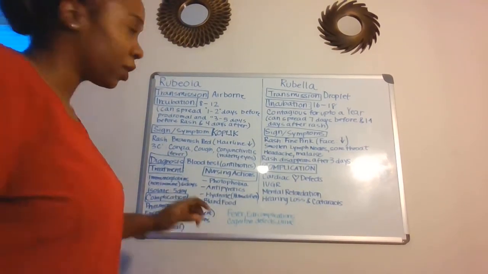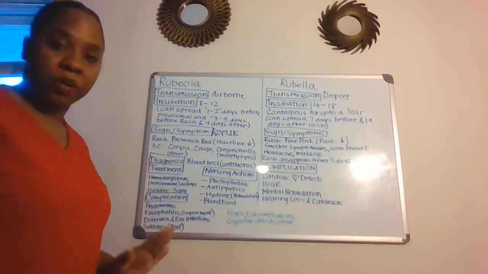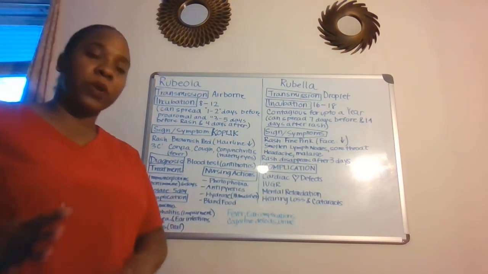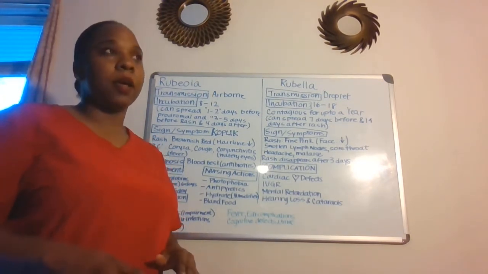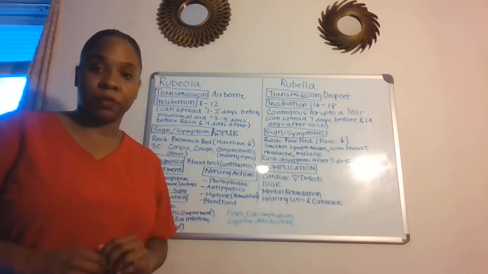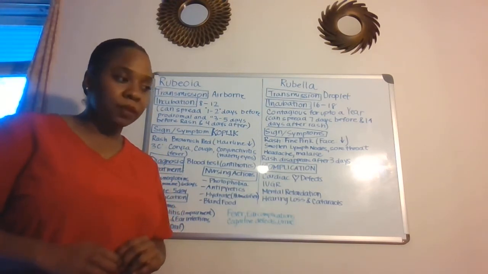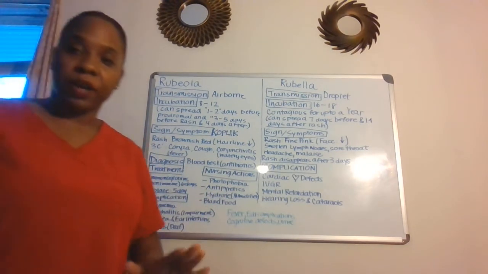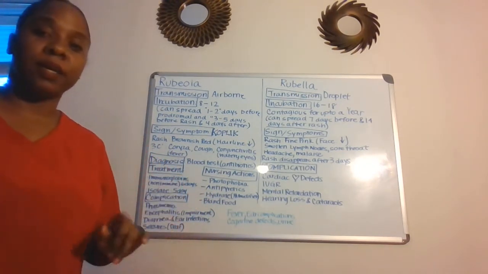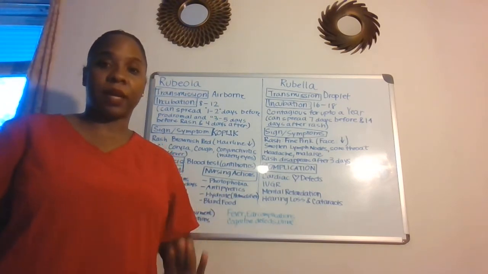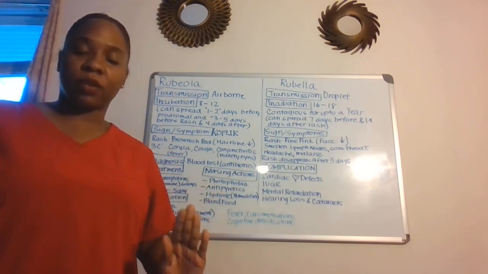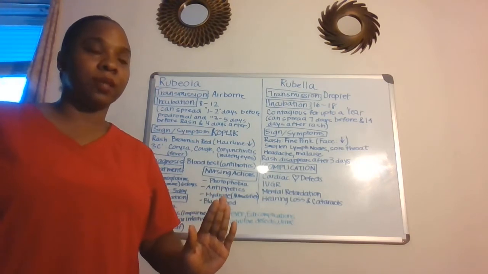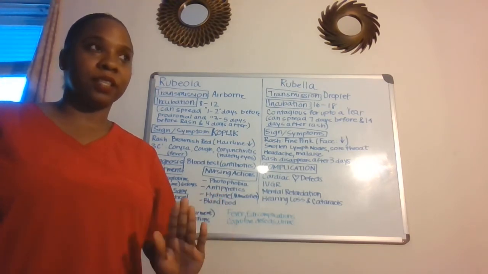So rubeola is airborne. It is spread through droplets and secretions, but it lingers in the air for up to 2 hours. That's what makes it so dangerous. The incubation period for rubeola is 8 to 12 days. Now keep that number in your mind. Close your eyes. 8 to 12. 8 to 12.